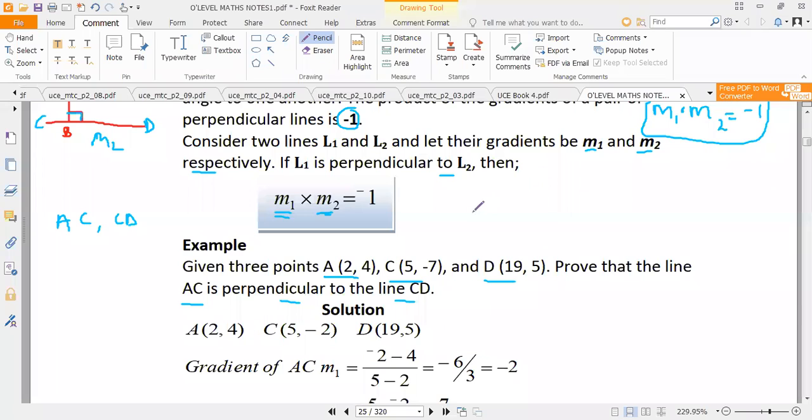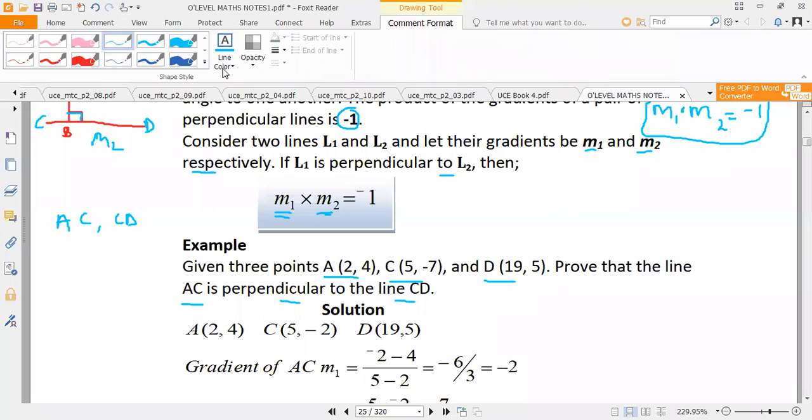Let's start by finding the gradient of the line AC. AC connects point A and point C. So the gradient for AC will be given by Y2, which is -7, minus Y1, which is 4, divided by X2, which is 5, minus X1, which is 2.